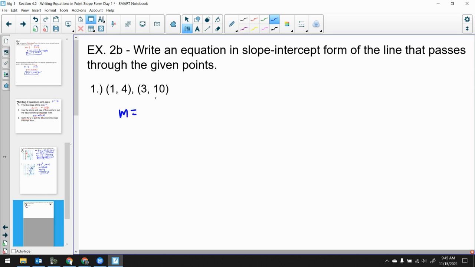Now in this case, I can't just read it. I can't just take the rise and the run. I actually have to figure out what my slope formula is: y2 minus y1 over x2 minus x1, which in this case is 10 minus 4 over 3 minus 1. So 10 minus 4 is 6, 3 minus 1 is 2, so my slope is 3.